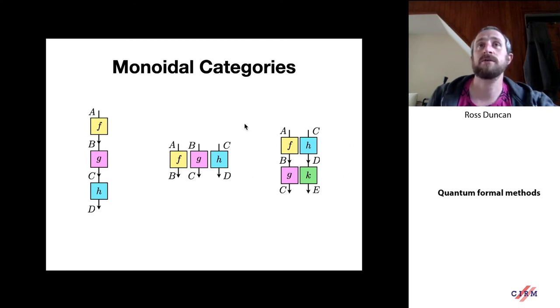And this one here, being unambiguous, is an interchange law. And that says that if I do the two parallel compositions and then sequentially compose them, that's the same thing as doing the two sequential compositions and then parallel composing them. Now, there are a couple of special things which are useful.